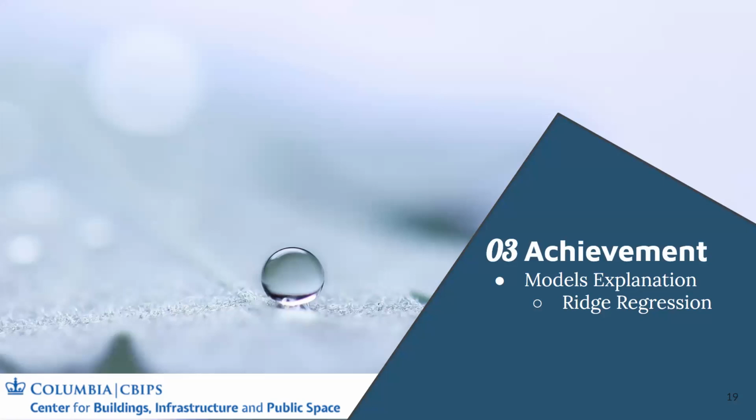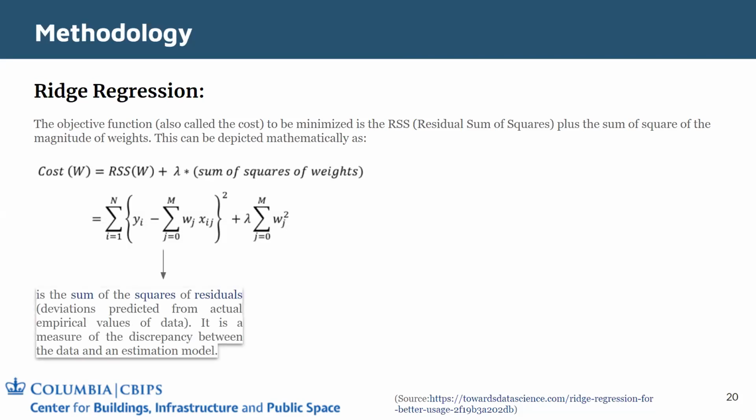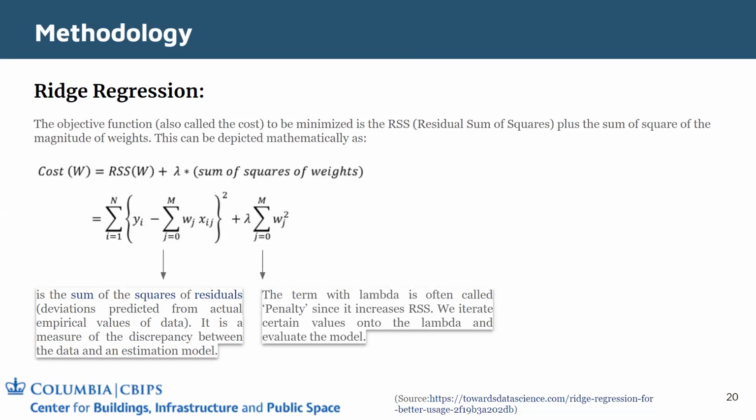The first one is based on ridge regression. The goal of ridge regression is to minimize the objective function that you see here, which encompasses an RSS term and the term with lambda, which is called the penalty. The formal name of the first term is the residual sum of squares. It is widely used in statistics as a measurement of discrepancy between the data and the estimation model. The later term with lambda is called the penalty because it increases the RSS. We will enter a certain value for lambda and evaluate the model.